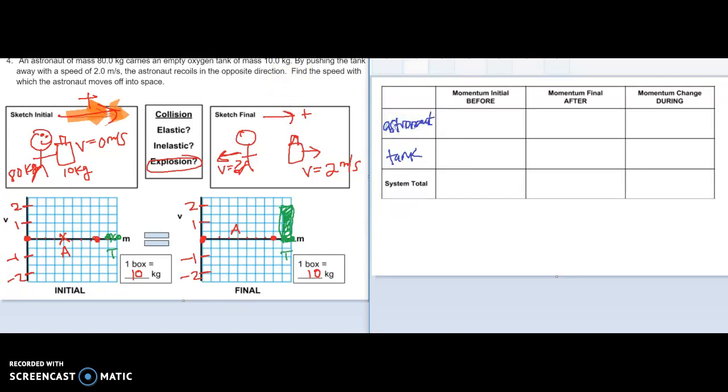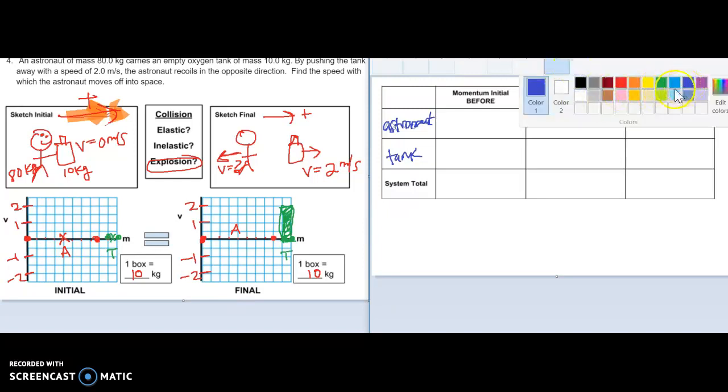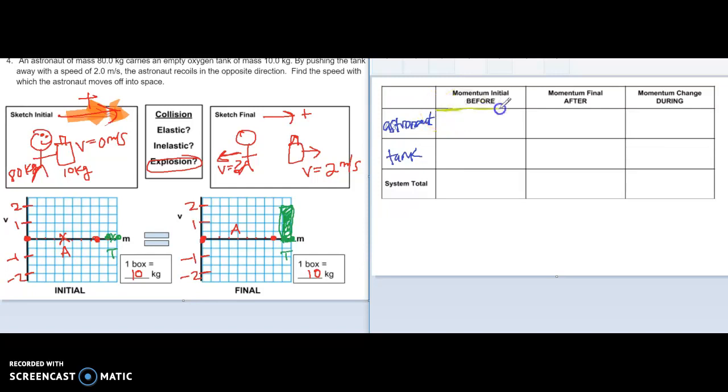Okay, so remember what you're going to do is you're going to fill in these 4 boxes first before you do anything else. So these 4 here, you're going to fill in first. Okay, and that's simply momentum, which we know. Okay, P equals mv. Okay, so let's go ahead and try to fill these in. So the astronaut's momentum before his mass is 80, and he's not moving, so that's going to give him a 0 momentum to start with. Okay, all right, and then the tank has a mass of 10 kilograms and 0 velocity to start with, so that's going to give a 0.